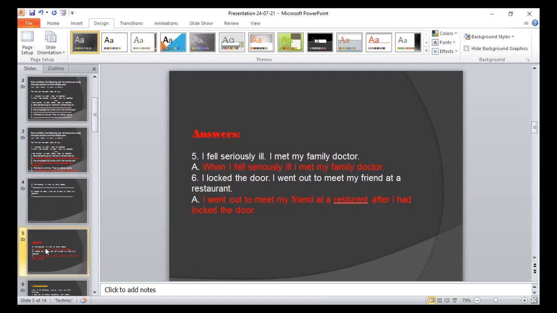Then the last one. I locked the door. I went out to meet my friend at a restaurant. Yeah, the answer is, I went out to meet my friend at the restaurant after I had locked the door. Here, after is used as a linker. Note it down in your books, children. Then comes the phrasal verbs.